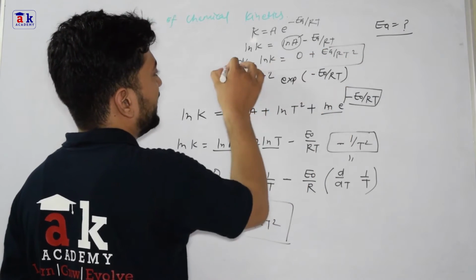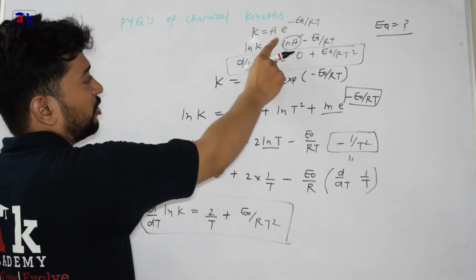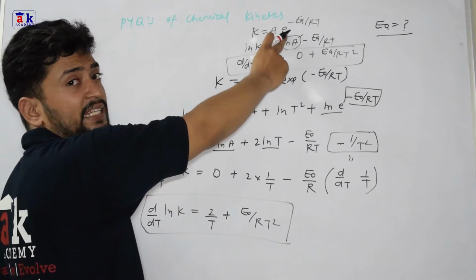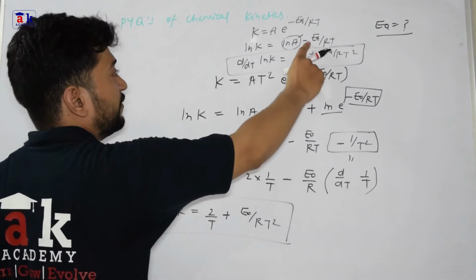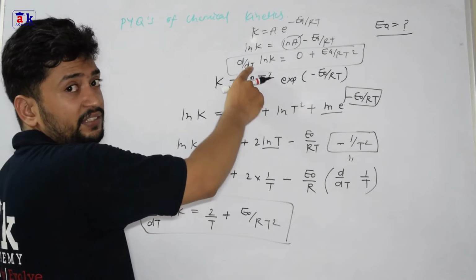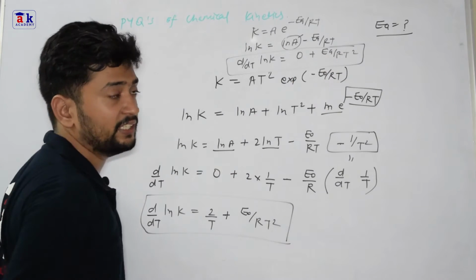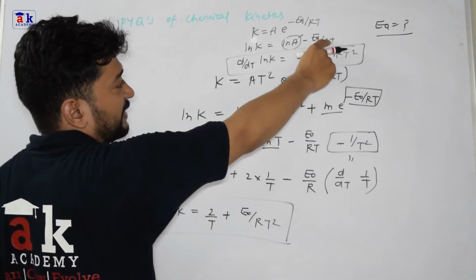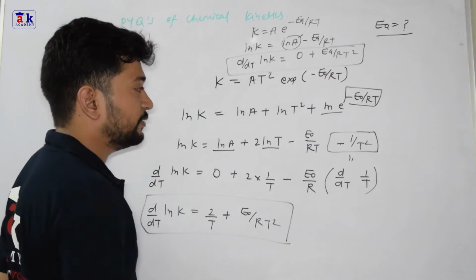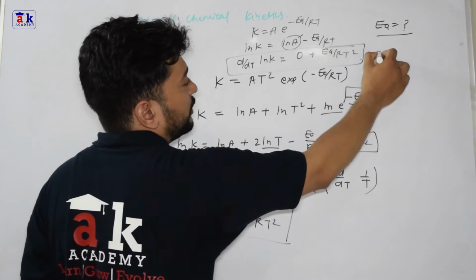Again the same thing, whatever I did over here, you have to do again the same thing on this equation. First of all, you have to take the log. After taking the log, this will become ln e, so ln e will be equal to 1. So here we will have −Ea/RT. What will happen after differentiating it with respect to temperature? So d/dT ln K will be equal to Ea/RT², because in this case also d/dT of 1/T is equal to −1/T², so after putting this value over here, you will get d/dT ln K = Ea/RT².